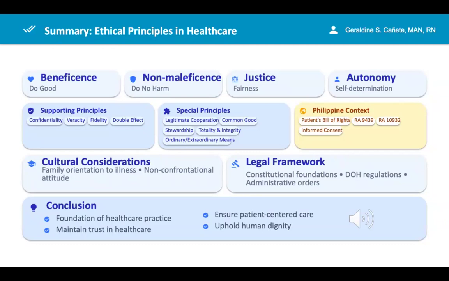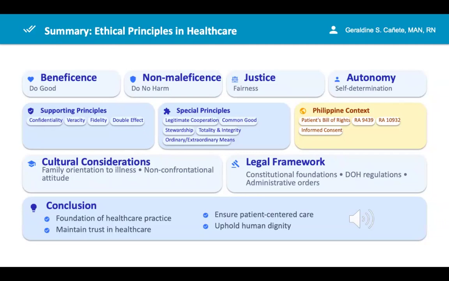And importantly, we do not practice in abstraction. We practice within the Philippine legal framework, the Patient's Bill of Rights, the informed consent laws, the constitutional protections. Because ethics is not only moral reflection, it is also legal responsibility.